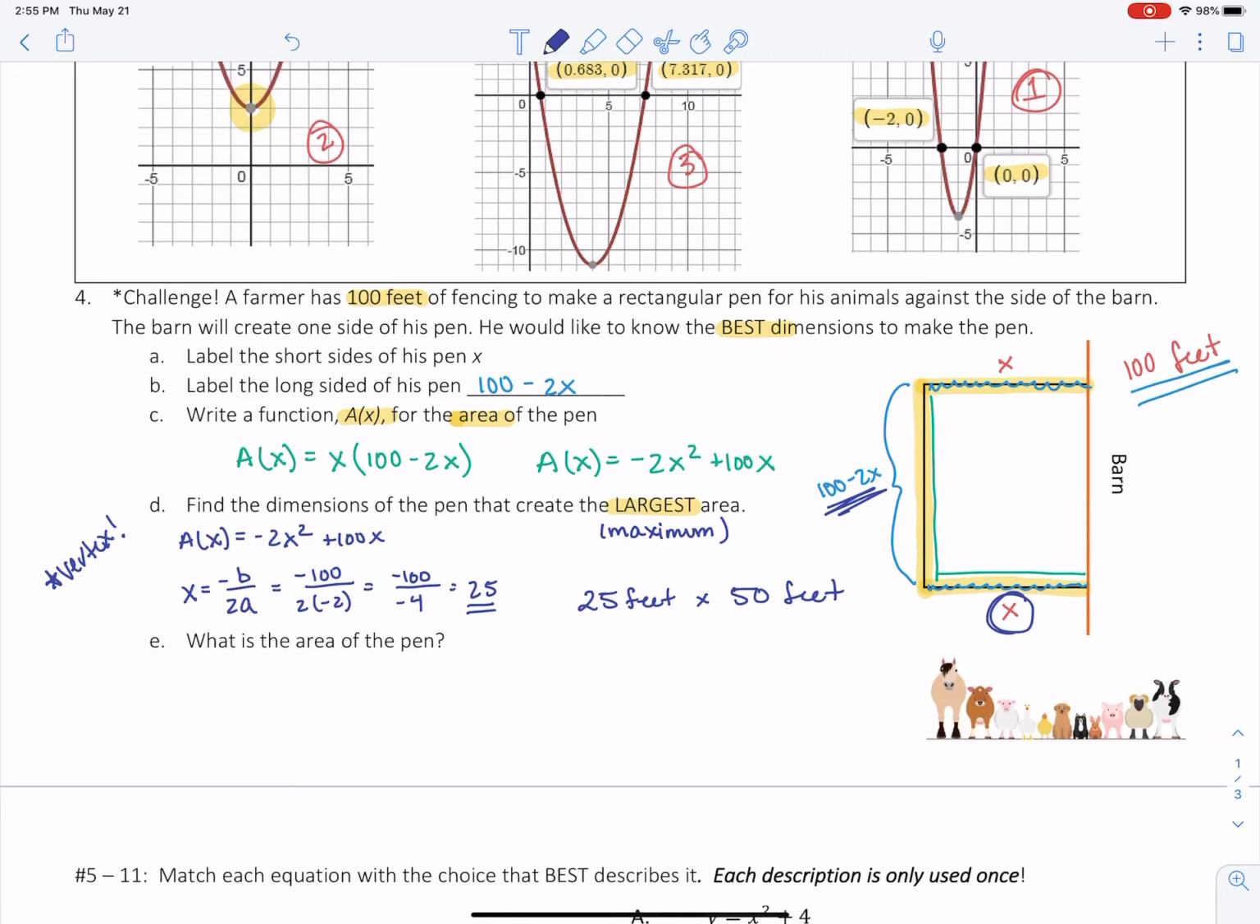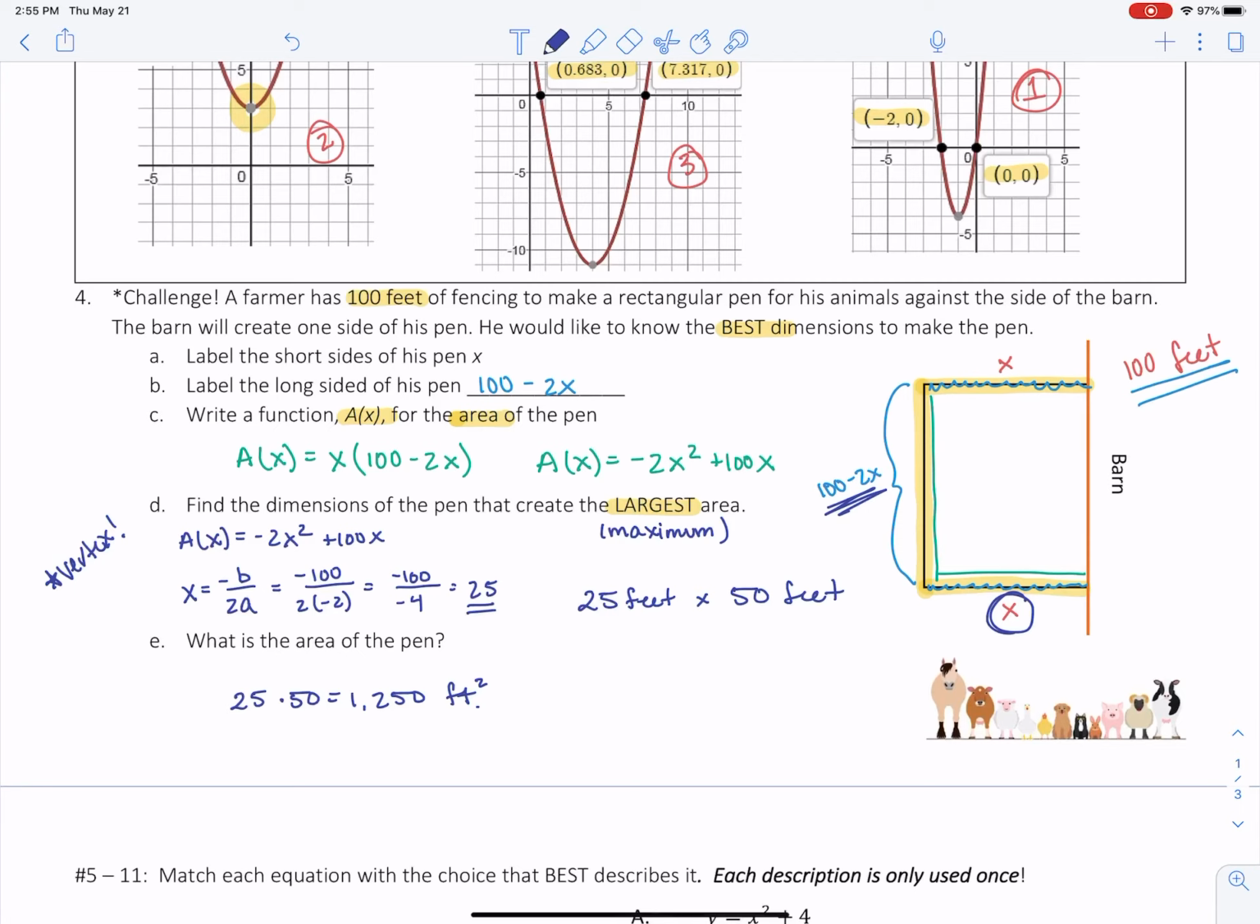And if we solve that, we get 25 times 50, and that gives us 1,250 feet squared of area for his animals.